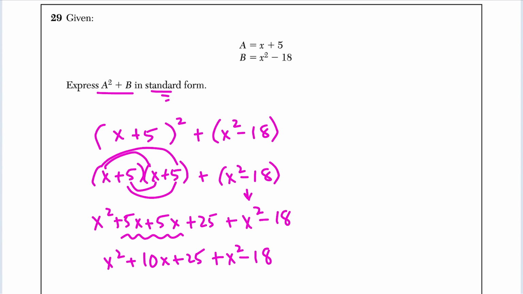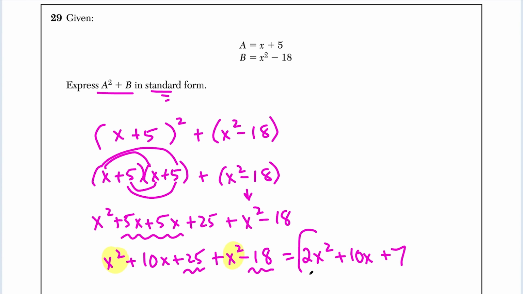So now we just combine like terms. We're going to have x squared plus x squared, and that's going to combine to 2x squared like this. And now for the x terms, there's only a single 10x term like this. So we don't have any like terms to combine with 10x. This is all on its own. But then we look here, we have 25 minus 18, and that combines to 7.